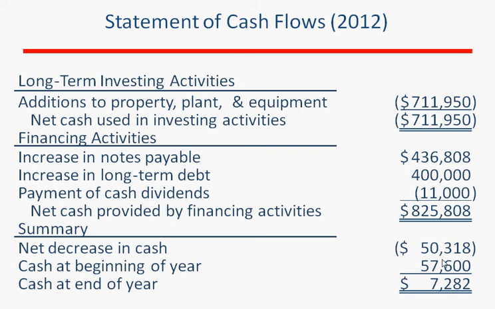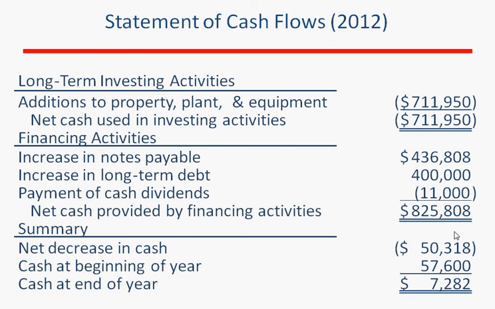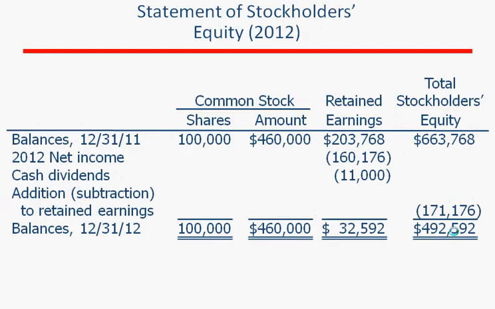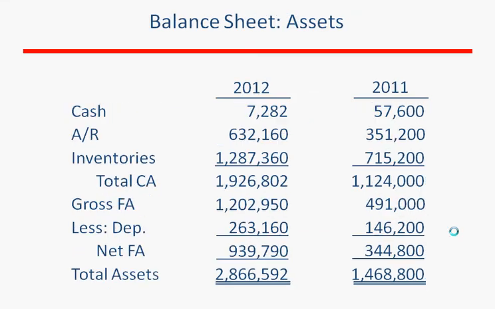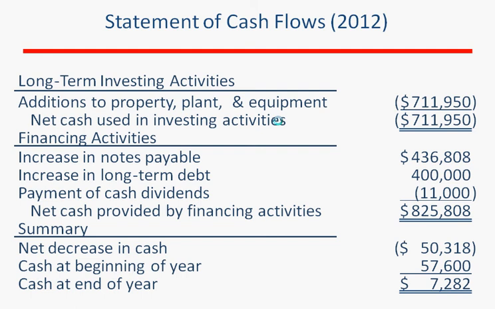So the net decrease in cash, if we add the three sections up, the negative $164,176 on operating, negative $711,950 on investing, and a positive $825,808 on financing, we end up with a net decrease in cash of $50,318. We combine that with where cash was at the beginning of the year of $57,600, and we can then check on the balance sheet and see that that does indeed match the $7,282 that we had at the end of 2012. So we see it in both places, the very bottom of the statement of cash flows and in cash on the balance sheet.